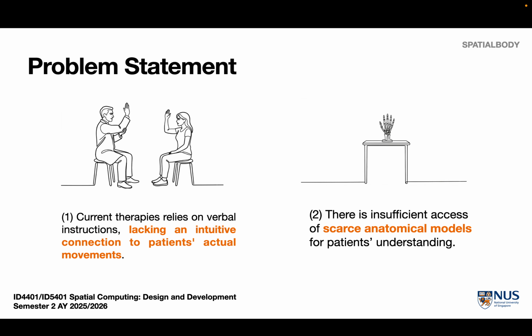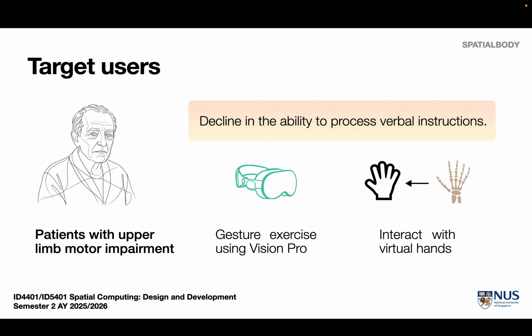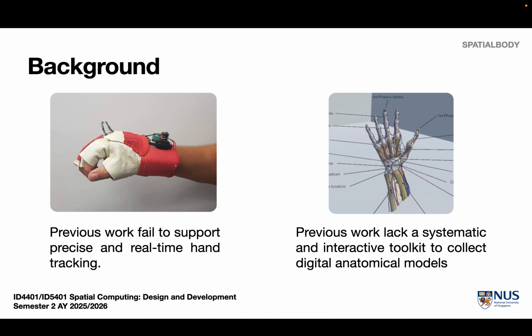And second, highly detailed anatomical models are scarce. Very few physicians will use the physical plastic models to help patients visually understand their root cause. And our target users are definitely the patients with upper limb motor impairments. This group of people shows a significant decline in the ability to process verbal instructions of the physicians.